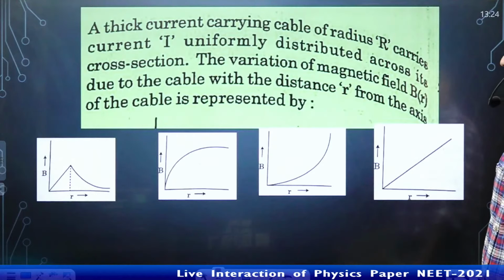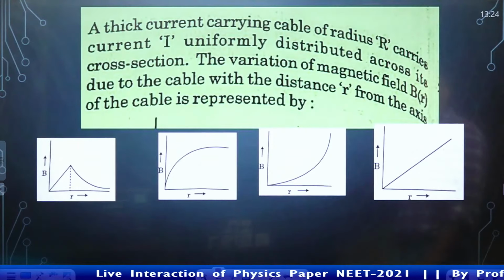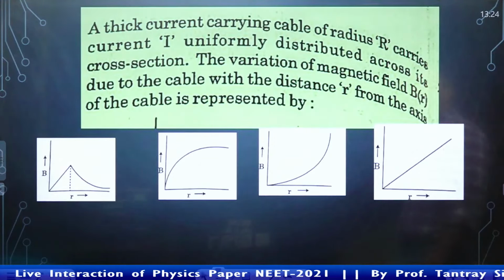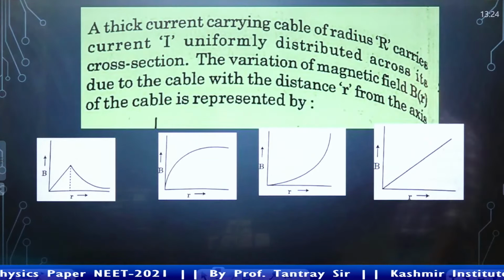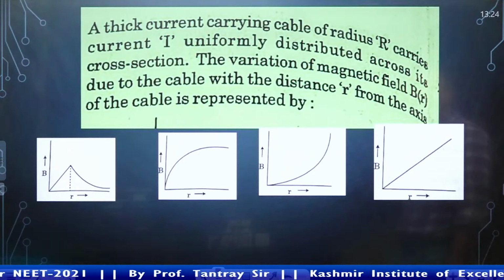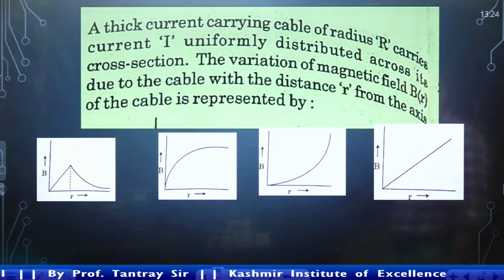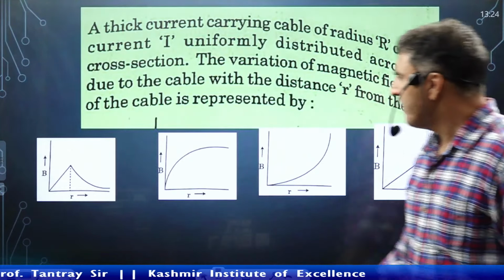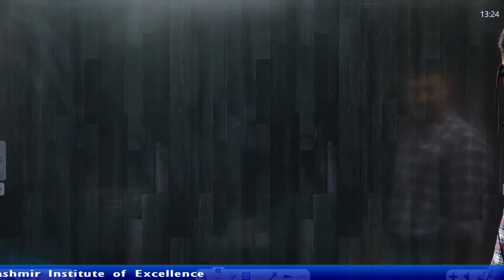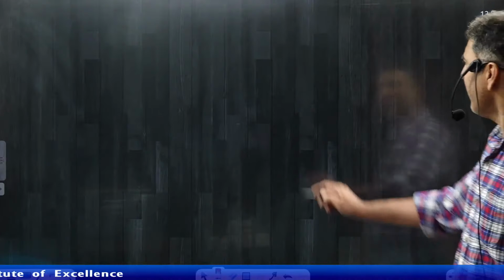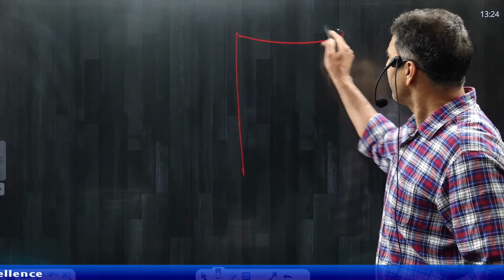Okay. A thick current carrying cable of radius r carries a current I uniformly distributed across its cross section. The variation of magnetic field due to the cable with the distance r from the axis of the cable will be... So I think this must be the answer. I will explain that. The explanation is something like this. It is a current carrying conductor.